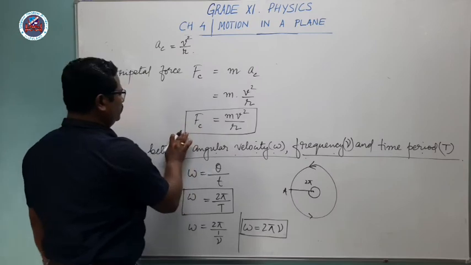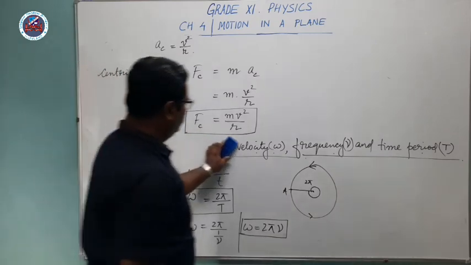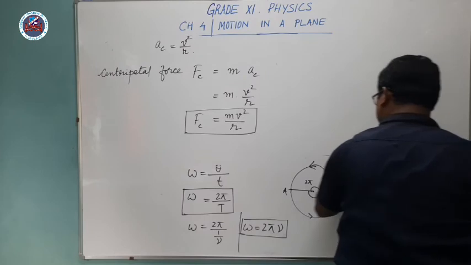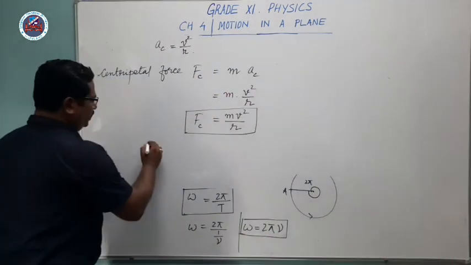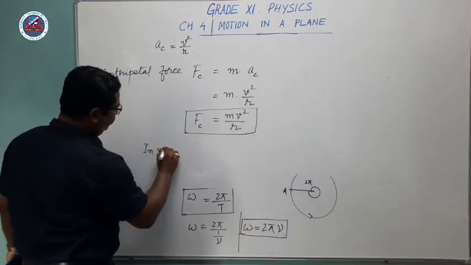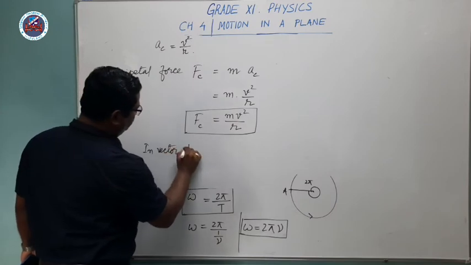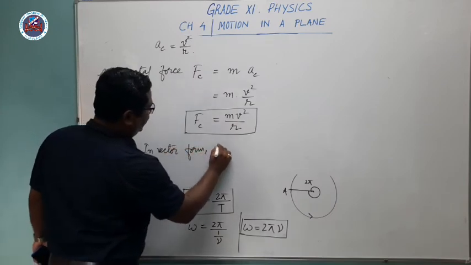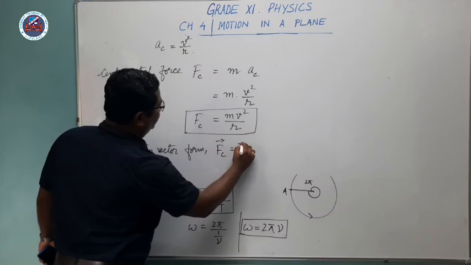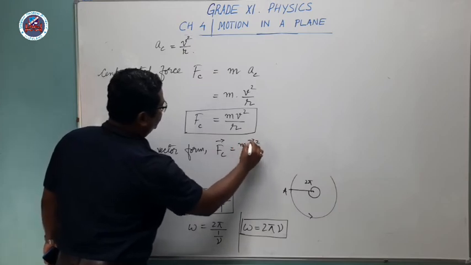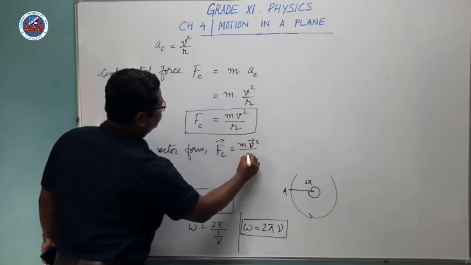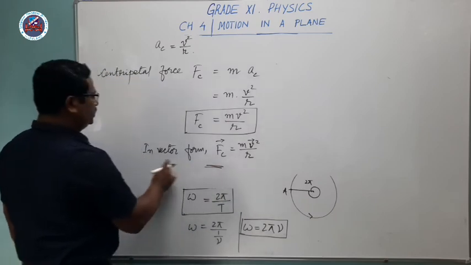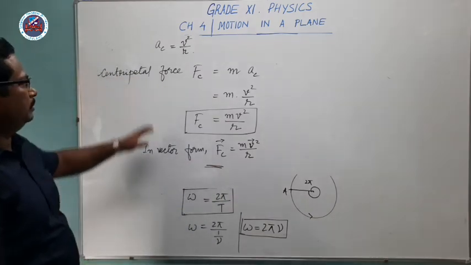This is centripetal force. In vector form, if you write, Fc is equal to mv square, this is vector, divided by r. Like this also you can represent centripetal force in vector form.